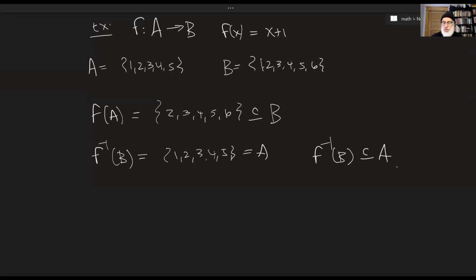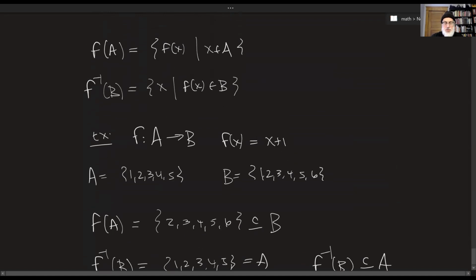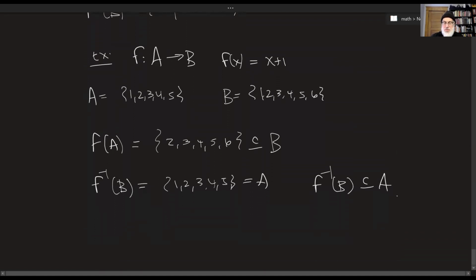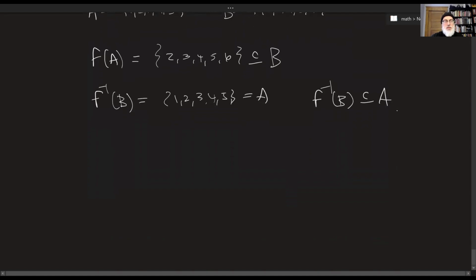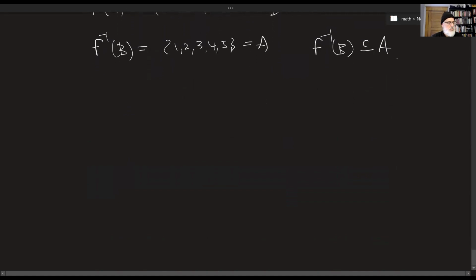Images and preimages. There's a lot to say about functions and image preimages and composition and other things, but I just wanted to leave that here as part of my set video, just so I can reference it later. That's in no way thorough, but it's just a sort of exposure.